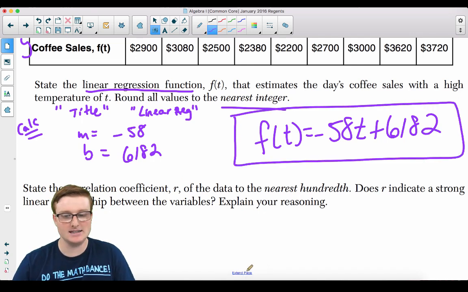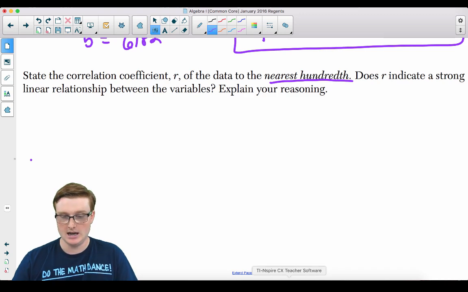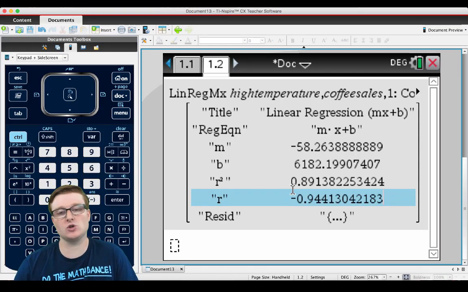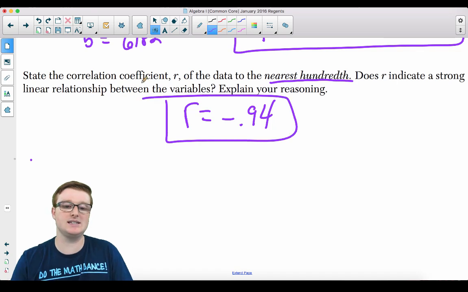Then it says, state the correlation coefficient r of the data to the nearest hundredth. Does r indicate a strong linear relationship between the variables? Explain your reasoning. So go back here. You look at your r value, not r squared. You don't want r squared. You want r. Negative 0.94. Is that a strong relationship? Absolutely it is, because it's very close to negative 1. So I'm going to say r is equal to negative 0.94. That is your answer. That's stating it.